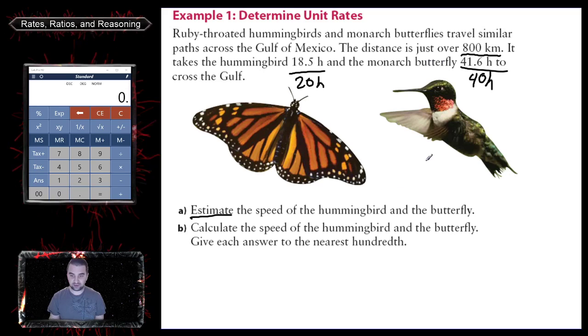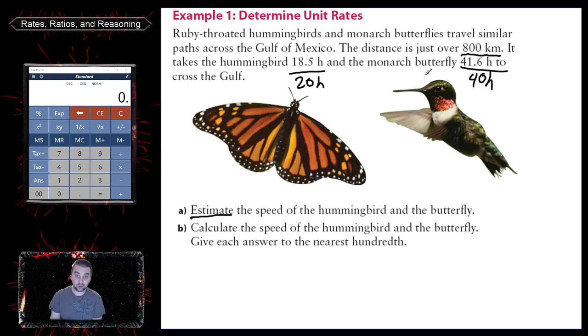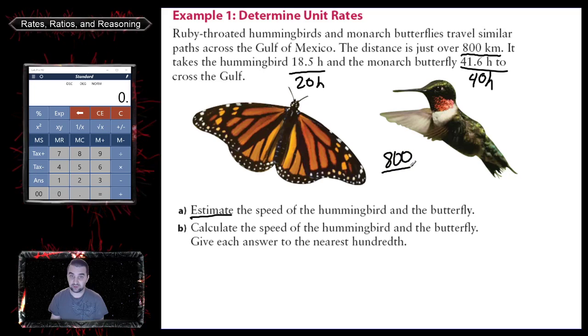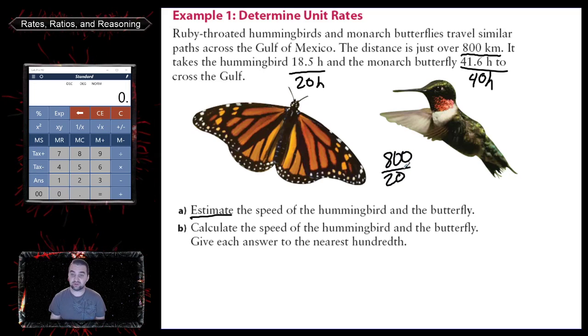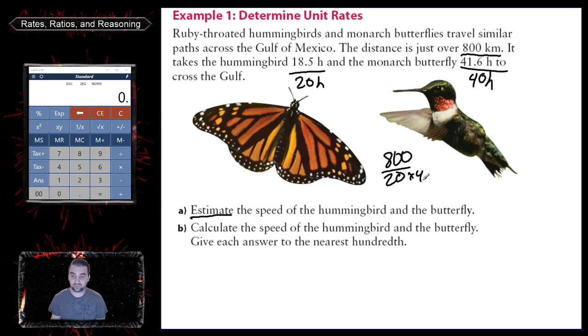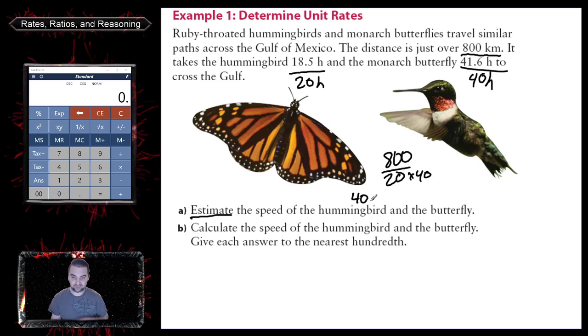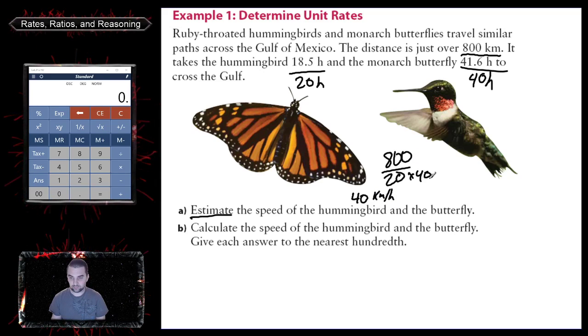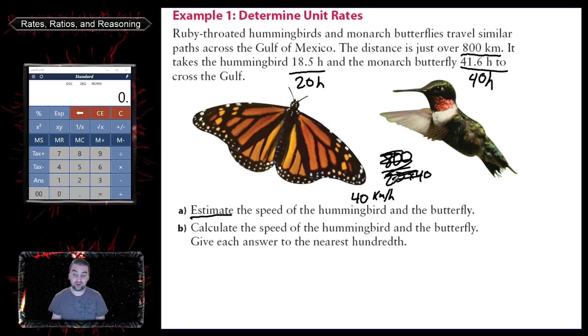Okay, so estimating. If we have 800 kilometers and 20 hours, remember that the speed was kilometers per hour. So that means I would do 800 divided by 20. And you should be able to do this in your head, because you're looking at 8 and 2, and if I multiply 2 by 4, I would get 8. So I'm looking at 40 here. 20 times 40 would be 800. So that would be 40 kilometers per hour. And I got that by doing 800 divided by 20.